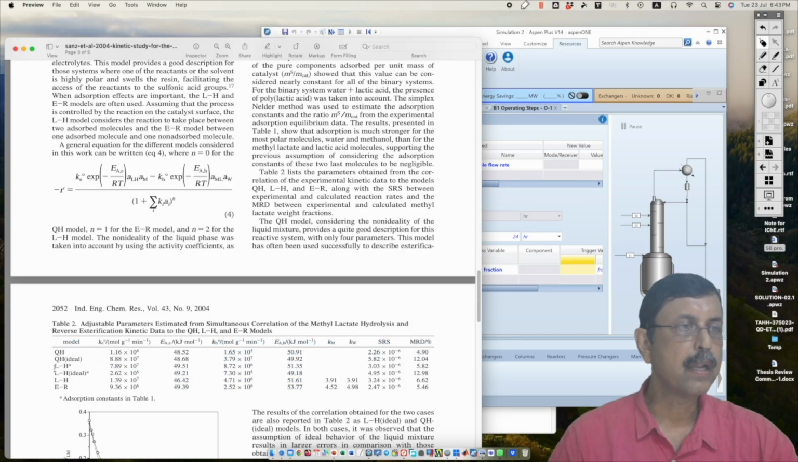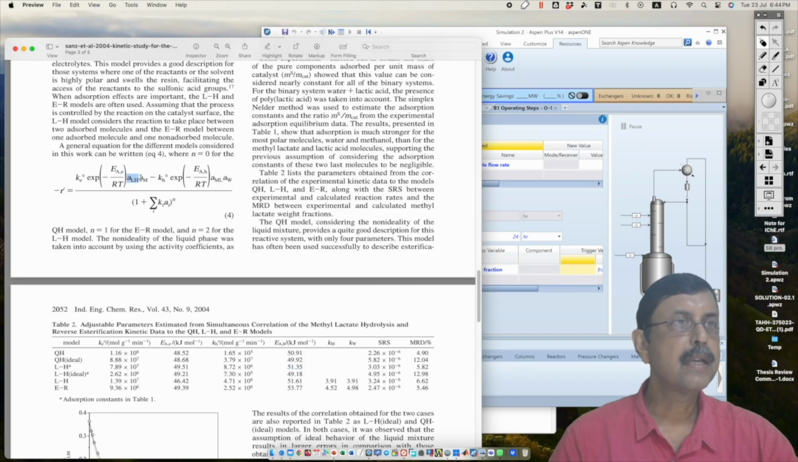Okay, the third one. K naught is equal to 7.89 times 10 to the power 7. EAE is equal to 49.51. KH is equal to 8.72 times 10 to the power 6. And EH is equal to 51.35. Okay. And what about LHAM?